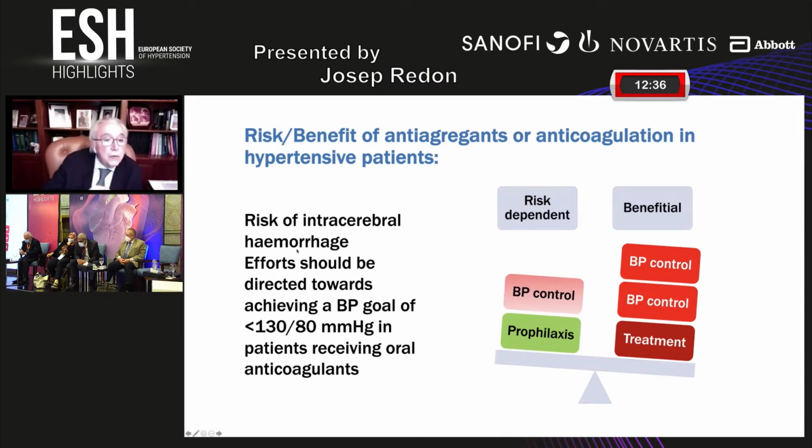Effort should be directed toward achieving a blood pressure below 130/80 in patients receiving oral anticoagulants. If the treatment is mandatory, of course, you need to try to adjust as much as possible, and you need to give the treatment because the treatment is going to save life. But if the risk is risk dependent, you need to be careful and select carefully what you are going to do.